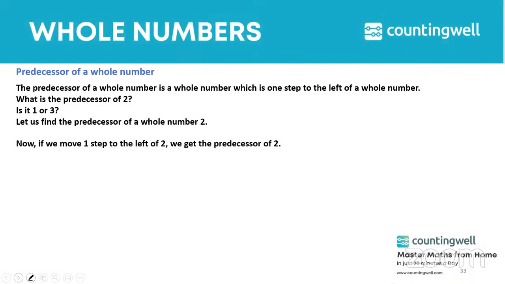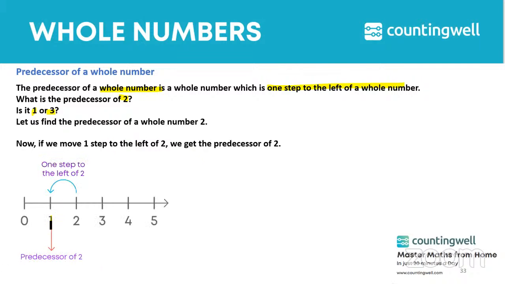Well, predecessor of a whole number should also be a whole number and one step to the left of the whole number. So the predecessor of 2 is 1 or 3? One step to the left of 2 is 1. So we have 1 as the predecessor of 2. So do we have a predecessor of 0? No, we do not have a predecessor of 0 for whole numbers because to the left of 0 we do not have any whole number.